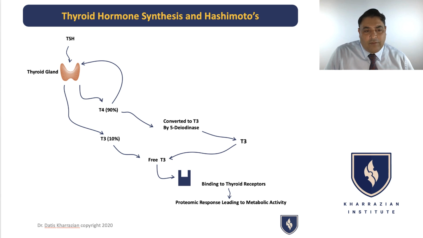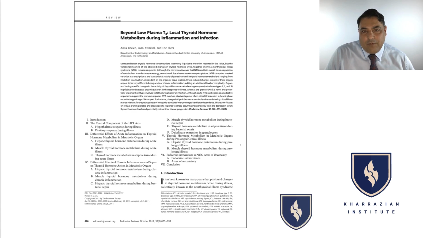Now, one of the things that we have to discuss as we talk about Hashimoto's, and what makes Hashimoto's very unique, is that not only is the thyroid gland destroyed, but there are certain metabolic defects that take place that make it very troubling for Hashimoto's patients to normalize their metabolism and to reduce their thyroid symptoms. So this is a paper in your course material. It's called Beyond Low Plasma T3, Local Thyroid Hormone Metabolism during Inflammation and Infection. And Hashimoto's is a systemic inflammatory disease where many of these mechanisms take place.